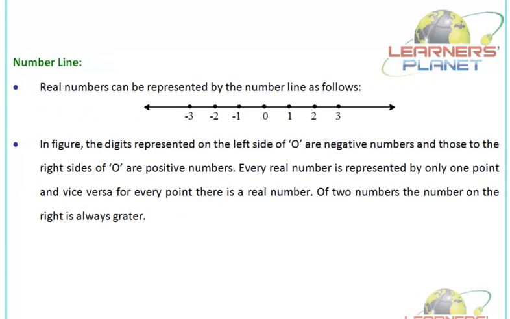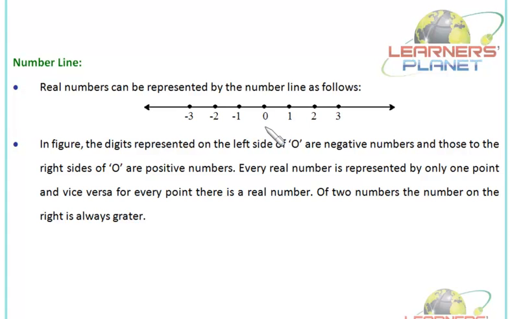Now we see a number line over here. As we have already discussed, all the real numbers can be represented by the number line. We see a number line over here. It has the element 0, and on the right side of 0 there are positive numbers, and on the left side of 0 there are negative numbers. So 1, 2, 3 are positive integers. Negative 1, negative 2, negative 3 are all negative integers, and 0 is neither positive nor negative.